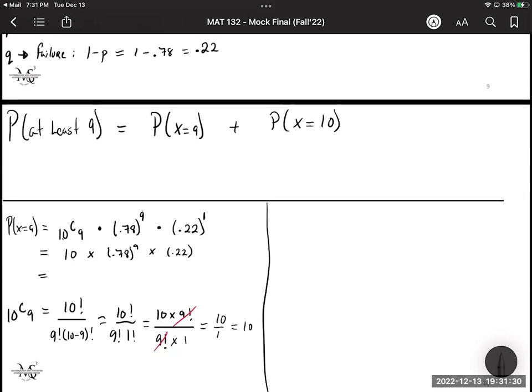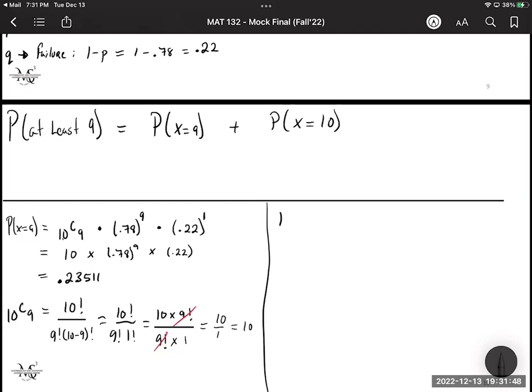How much are we rounding it to? Just 5 for now. It would be 0.23511. 0.23511. Okay, so that's the first probability. Now we do the second one.